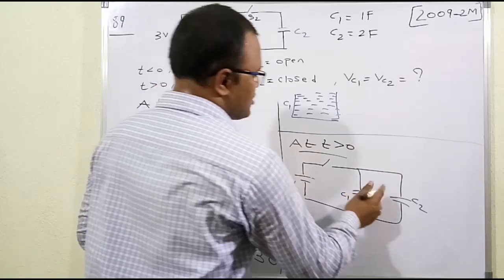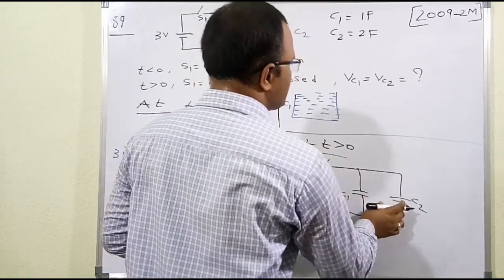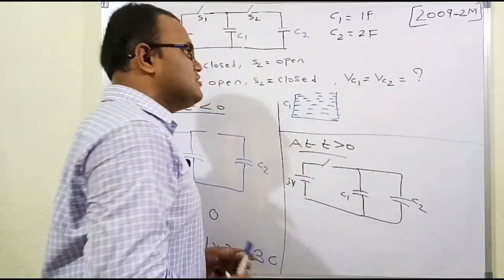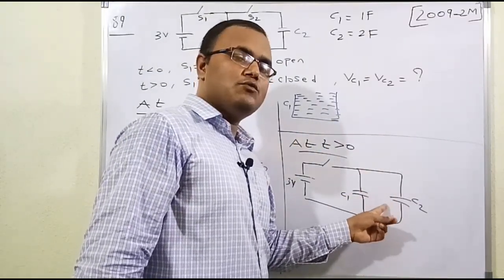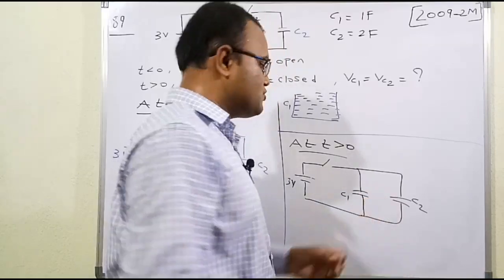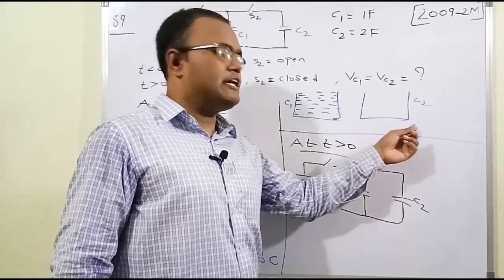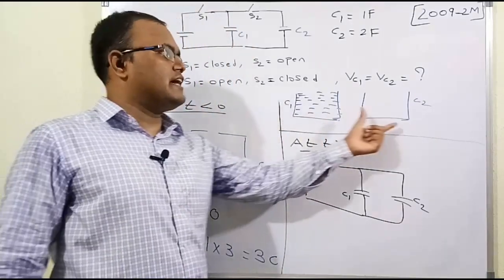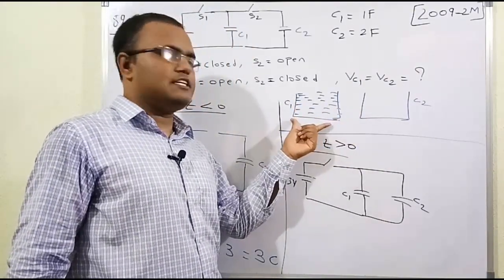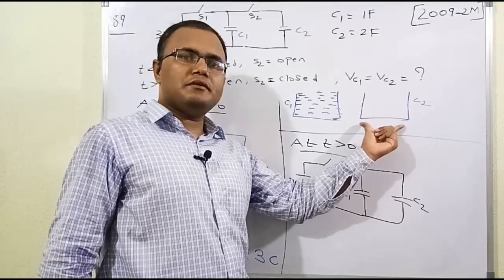So therefore the voltage across capacitor C1 is equal to the voltage across capacitor C2. That's why I have written VC1 is equal to VC2. Now I need to find how much is the voltage. I am explaining this one again so that it may not confuse you. There is a tank 1 and there is a tank 2. Tank 1 has a capacity C1 and tank 2 has a capacity C2.